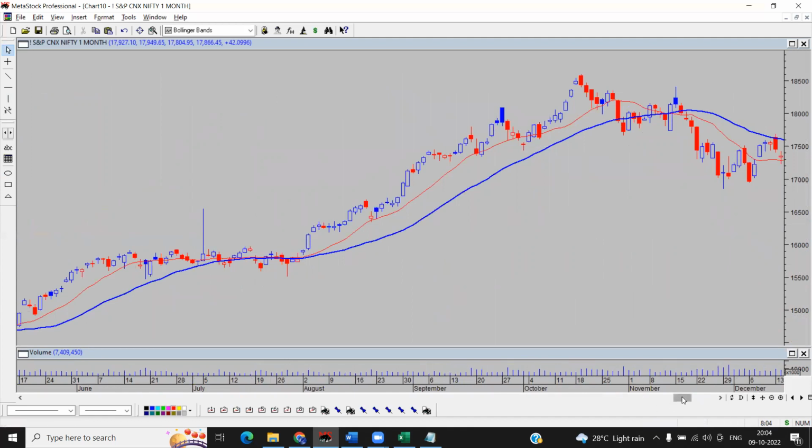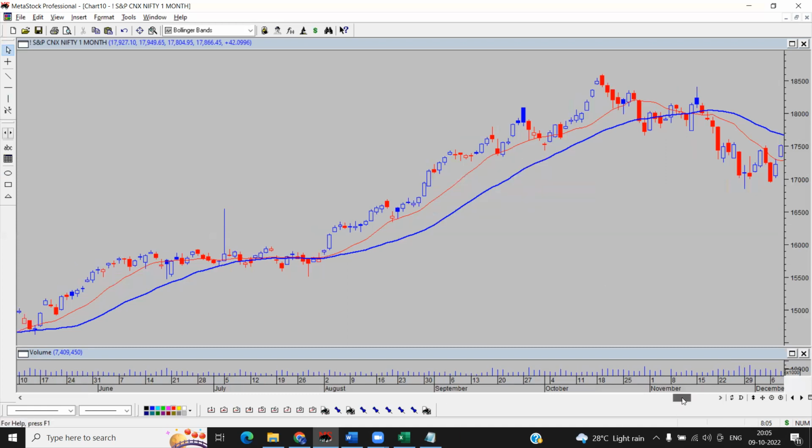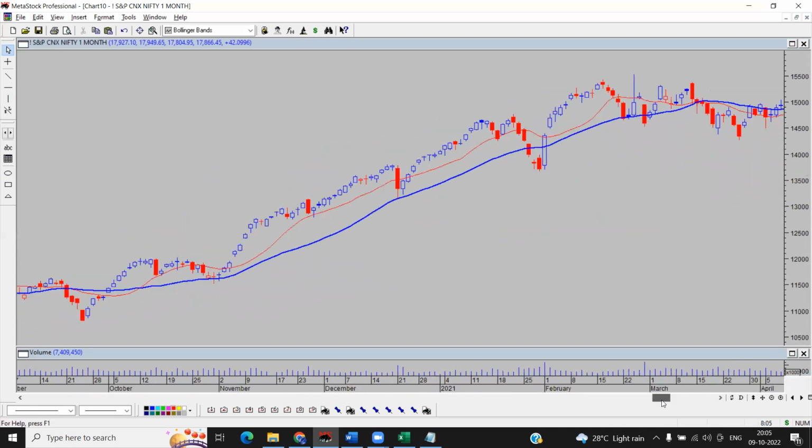Sir, the blue color line is 20? The blue color is 30. Okay. This is 30 and this is 13. You can just change it to 10, 20, whatever; try some combinations and you will get it. It doesn't matter which combination is there.